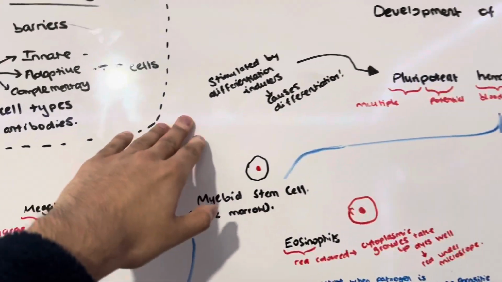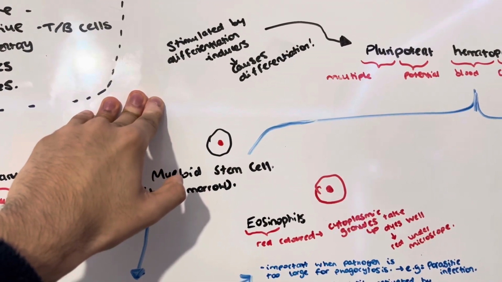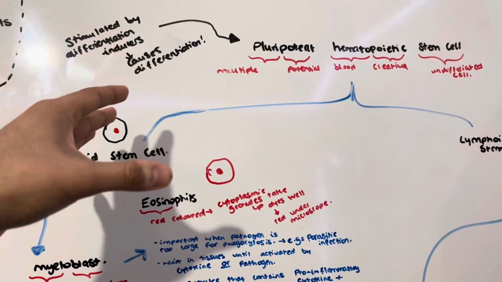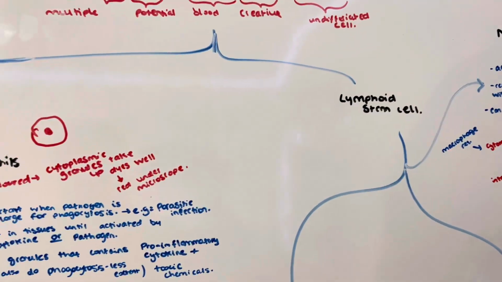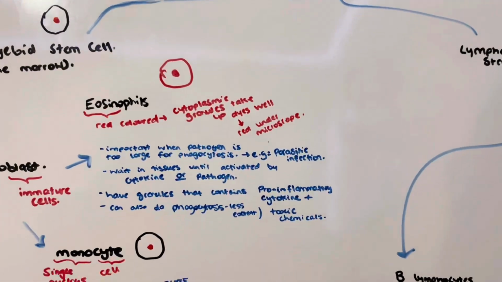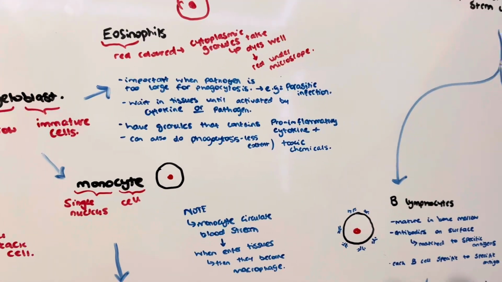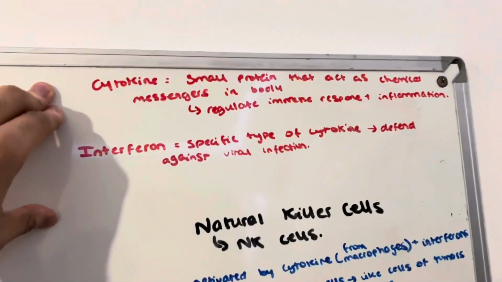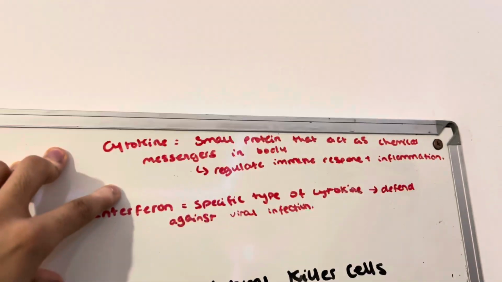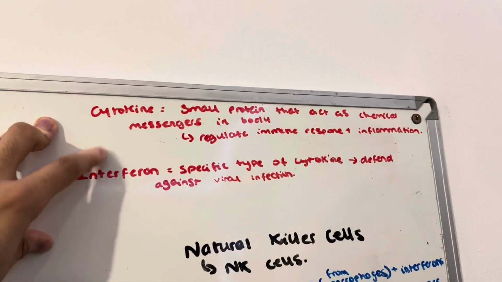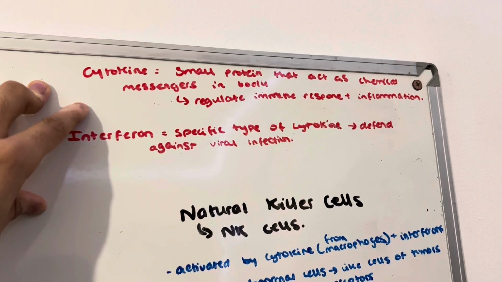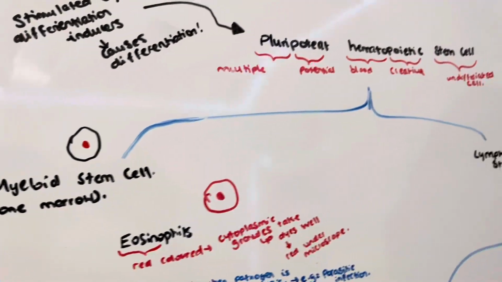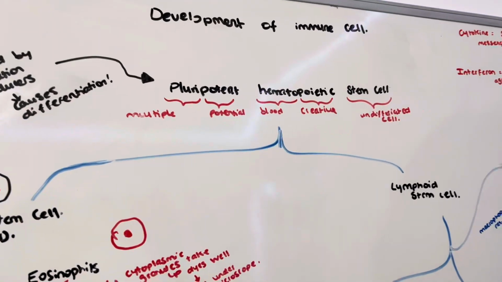Now, these are stimulated by differentiation inducers, which of course would cause differentiation. Now, firstly, before I go into this, let's first talk about cytokines because I'm gonna reference back to that a few times. So cytokines, these are small proteins that act as chemical messengers in the body, and they regulate immune response and inflammation. So let's look at this now back towards pluripotent stem cells.